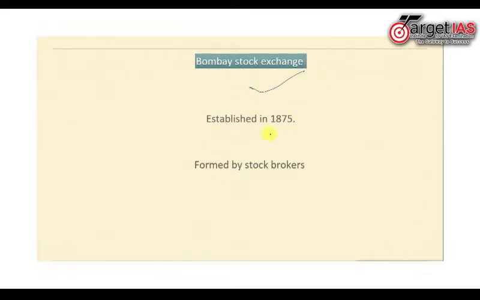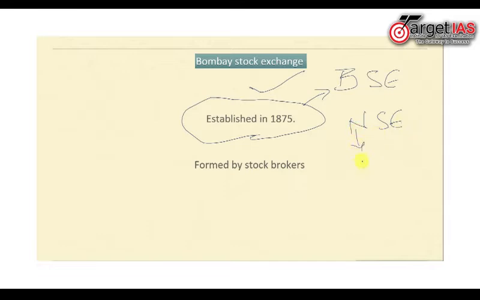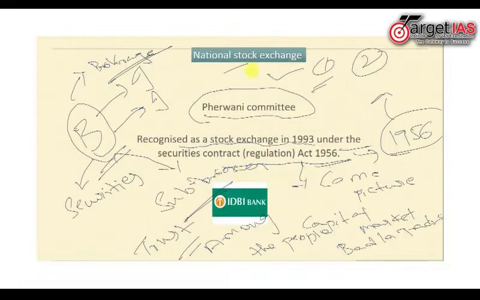It was established in 1875. UPSC never asks questions on years, but however, you should remember the Bombay Stock Exchange is earlier than the National Stock Exchange. The National is new, and the Bombay Stock Exchange is old, from 1875. It is Asia's largest stock exchange, and it was formed by stockbrokers. But who formed the National Stock Exchange?